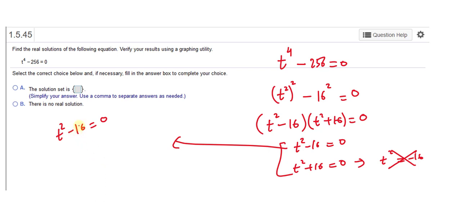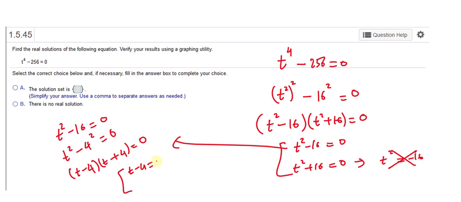Here you can see that I can rewrite this way. 16 squared is 4 times 4, and again this is the difference of two squares. (t - 4)(t + 4) equals 0, and that tells me that I have two cases: t minus 4 equals 0 or t plus 4 equals 0.